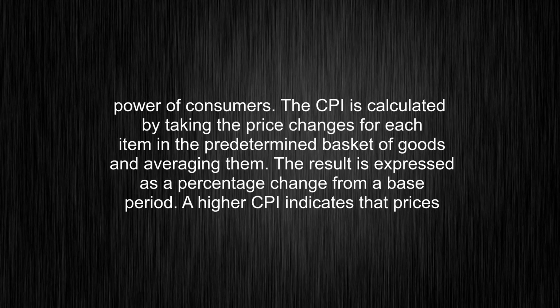The CPI is calculated by taking the price changes for each item in the predetermined basket of goods and averaging them. The result is expressed as a percentage change from a base period. A higher CPI indicates that prices have increased, while a lower CPI suggests that prices have decreased.